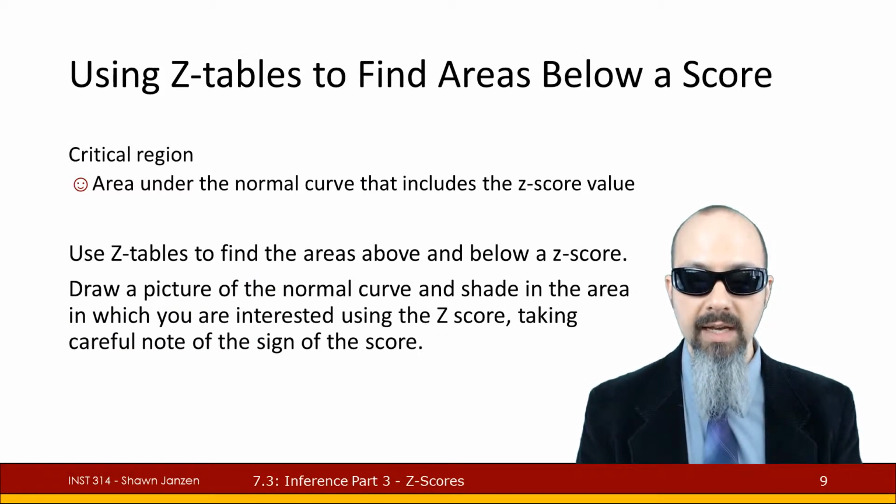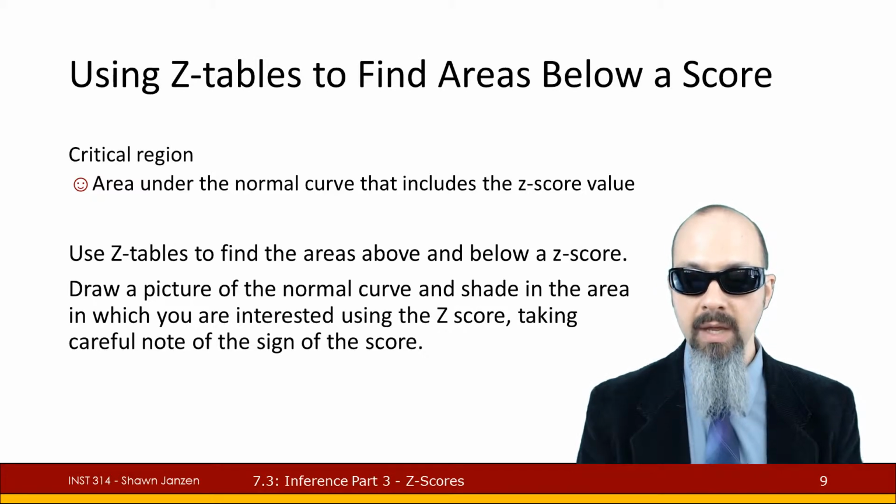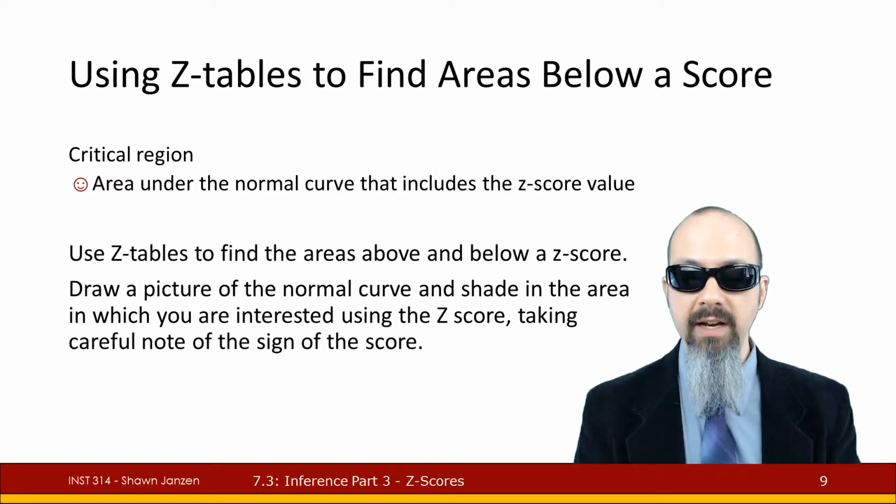So pnorm, like I said, is going to get you the probability of finding that particular Z. And we can also use a Z-table to find areas below a score.